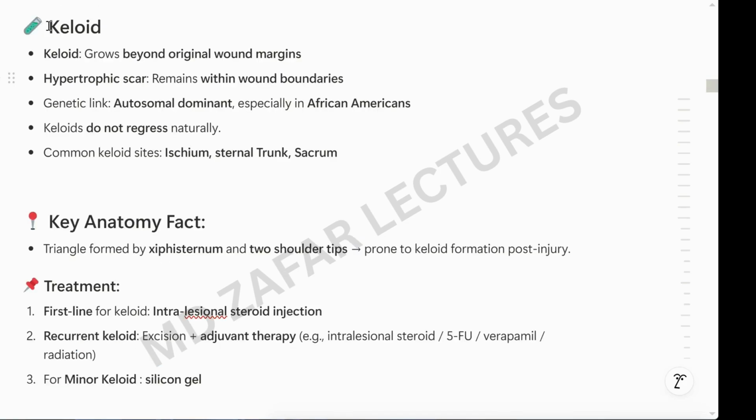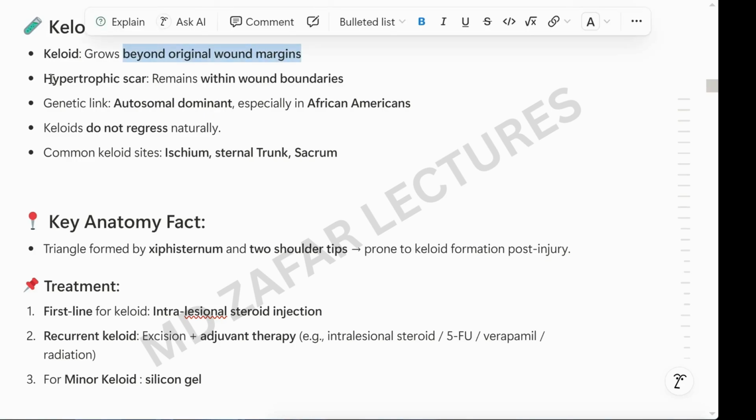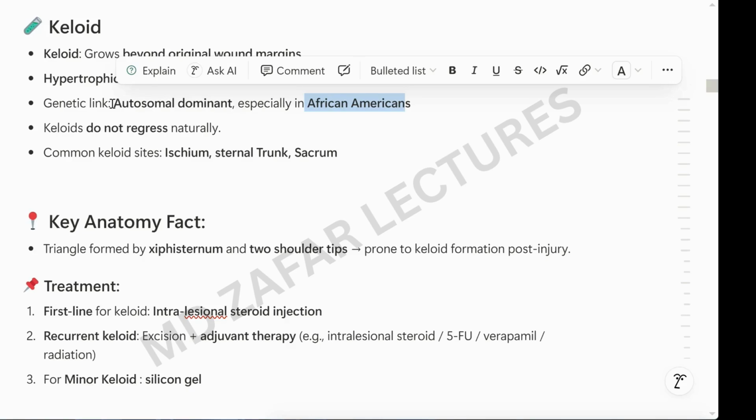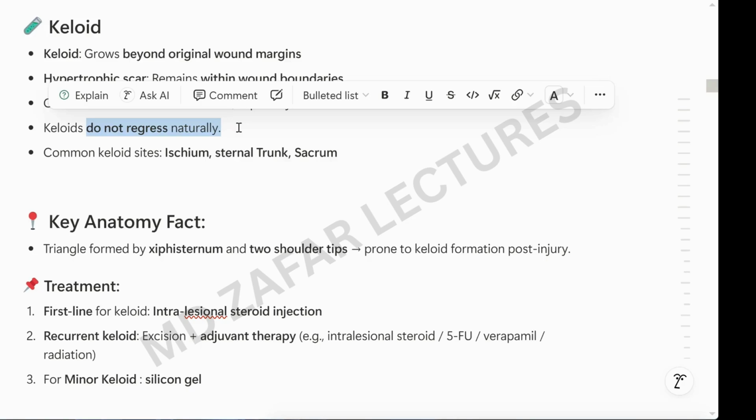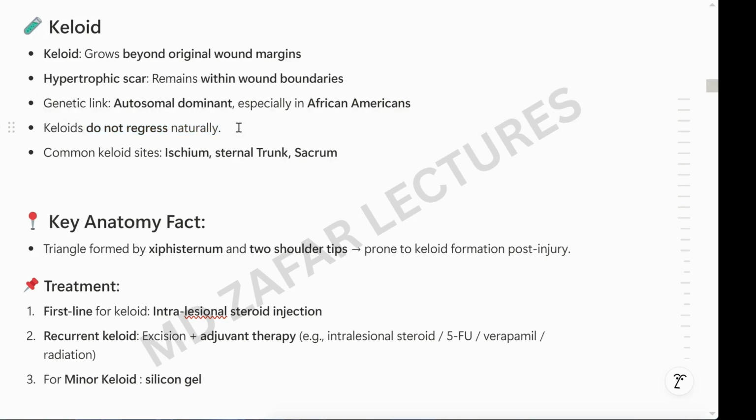So now we will talk about the keloid. Keloid grows beyond the original wound margins. However, hypertrophic scar remains within. In keloid, there is a genetic predisposition. It is especially found in African Americans, and the genetic link indicates an autosomal dominant pattern. Keloids do not regress naturally. However, hypertrophic scars can usually disappear, but keloids do not regress.